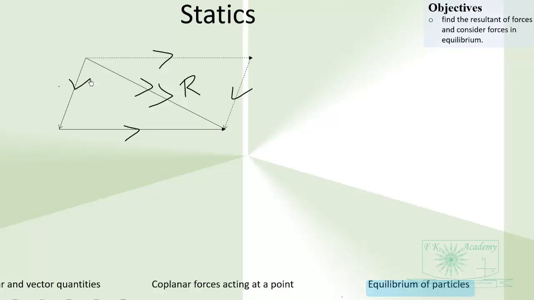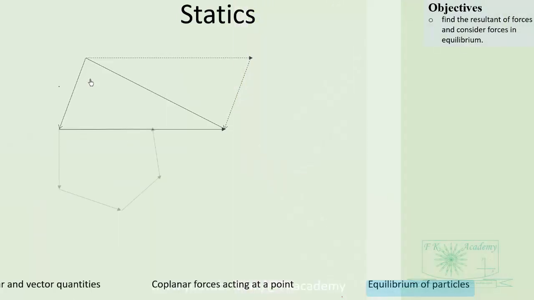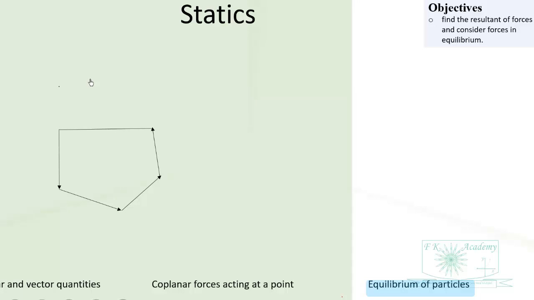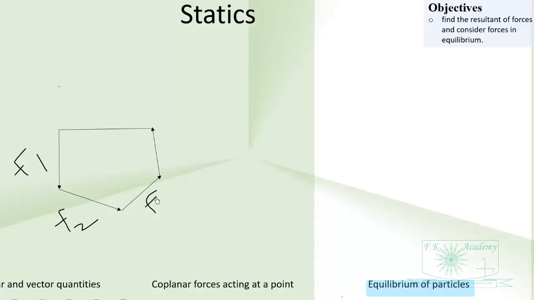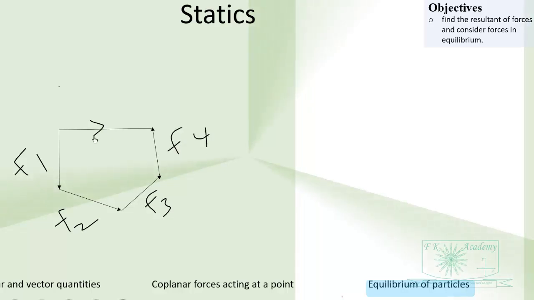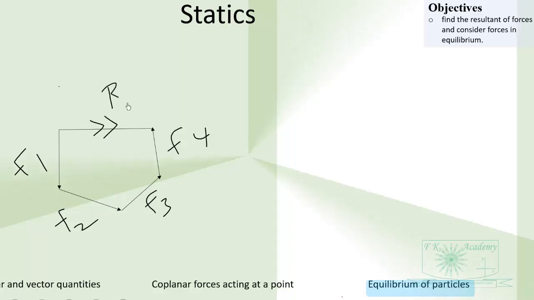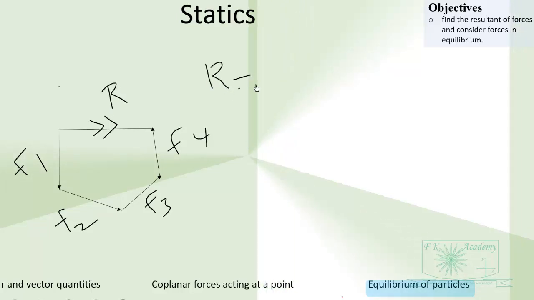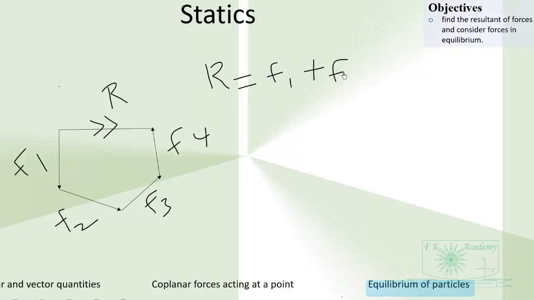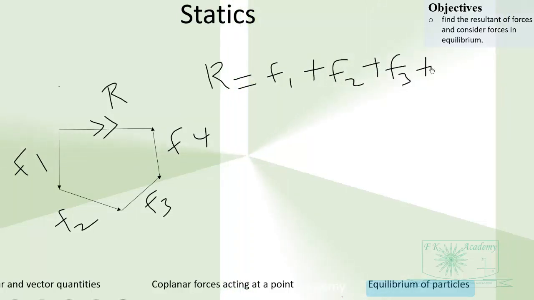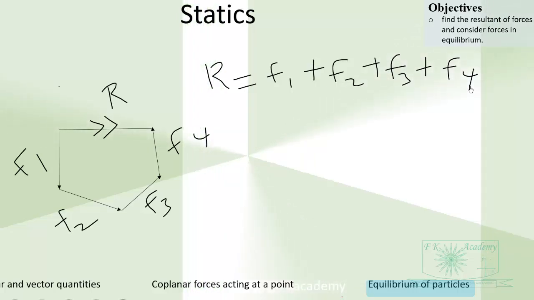We can also have the polygon law. So with the polygon law, we have more than two forces. So F1 here, F2 here, F3 here, F4. They are all meeting this force here, which is the resultant. So the resultant will be equal to F1 plus F2 plus F3 plus F4. So as many forces as we have, we add them. That will give us the resultant of the forces. And if they are in equilibrium, then the resultant will be equal to 0. That's the zero force.